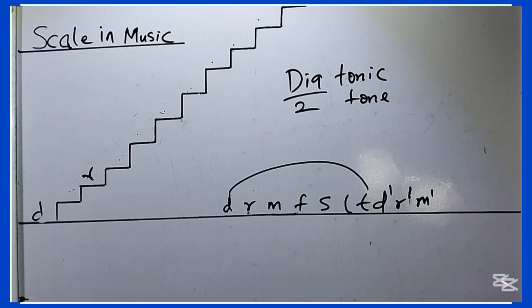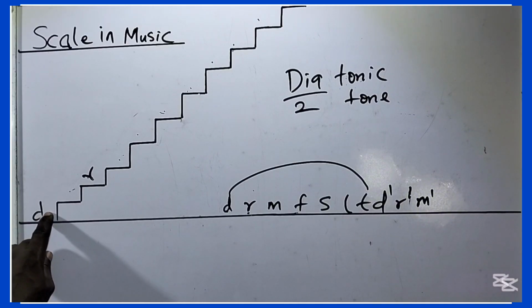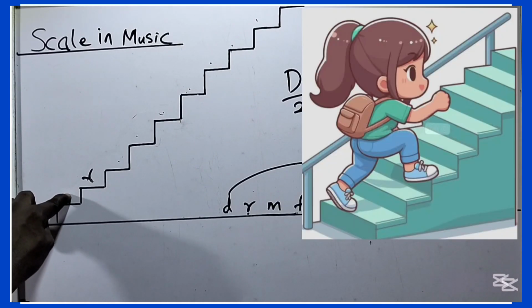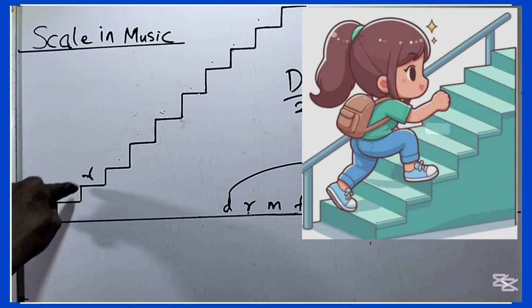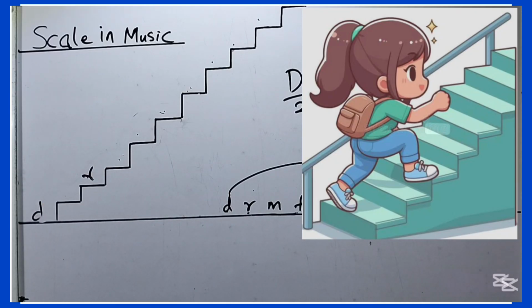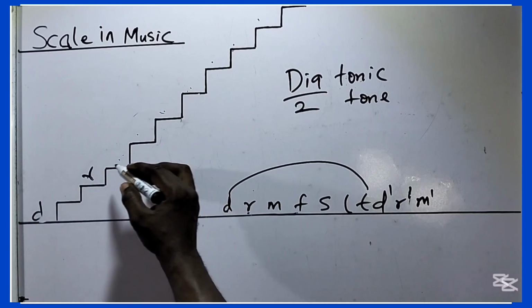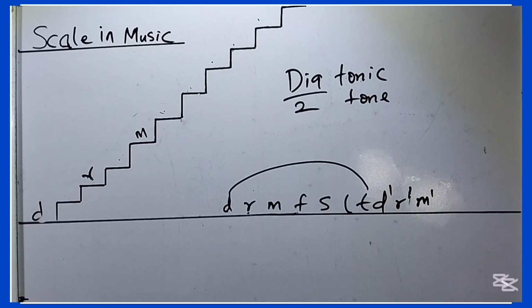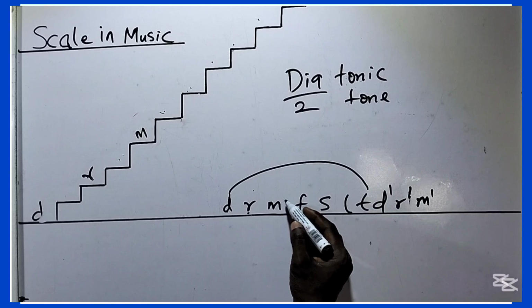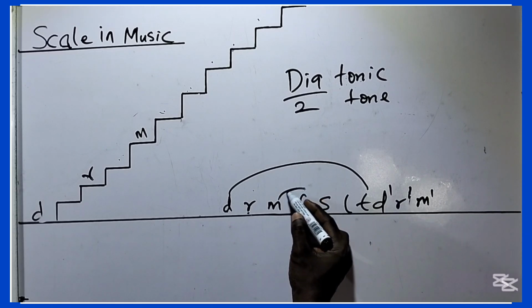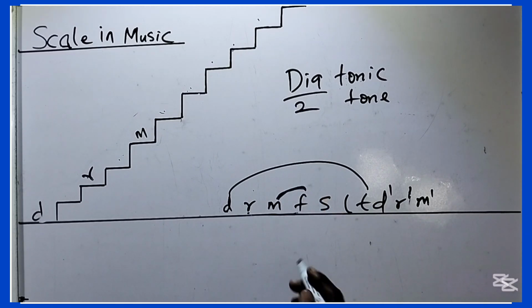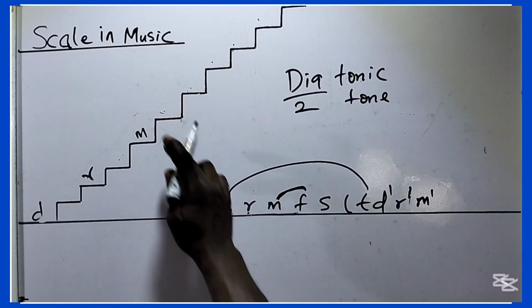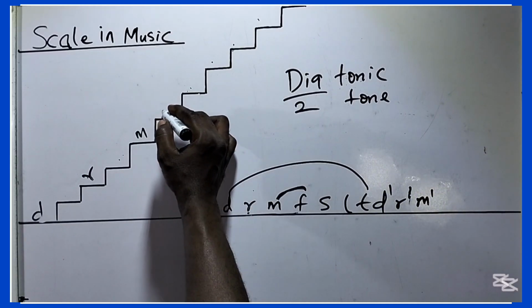Do you understand this? So if this is do, you jump a move like this and go to the next one, which is re. Then for you to go to mi, from re to mi, you count 1 2 again. This is mi. For you, the exception comes here. From here to here there is no gap, so the next one is fa.